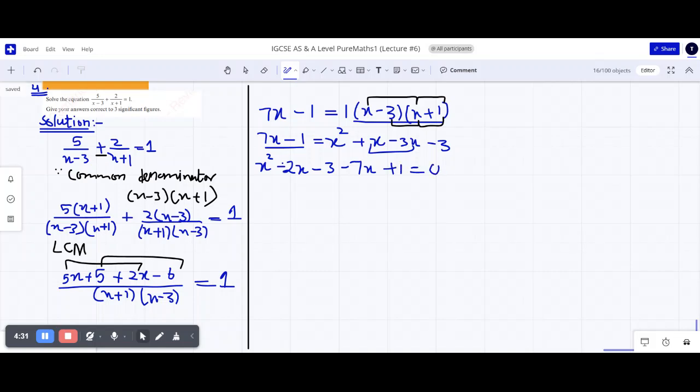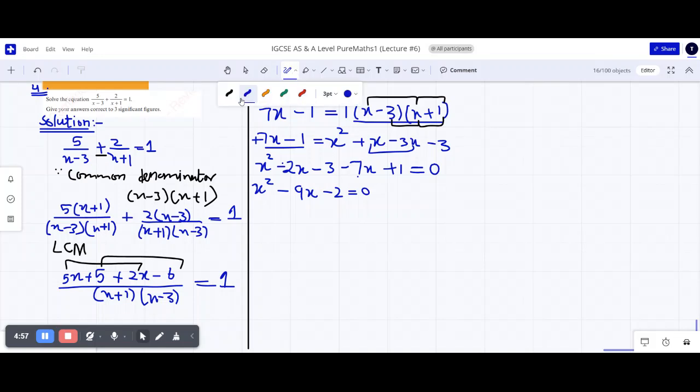When we shift to the other side, the sign will change. There is no sign, so it is positive; it will change into negative, and negative into positive. Then x squared we keep the same, minus 2x minus 7x would be minus 9x. Then minus 3 minus 1, which is minus 4... as written: minus 3 plus 1, which equals minus 2, equals 0.